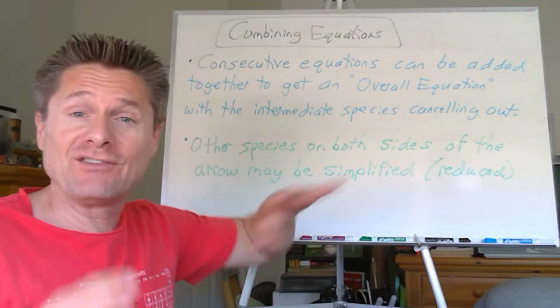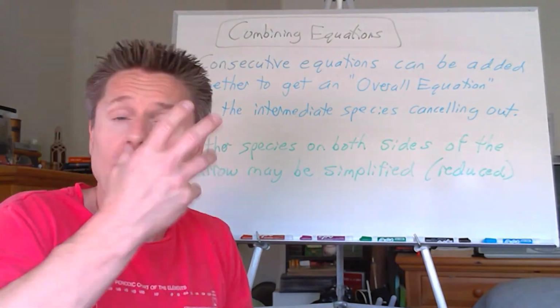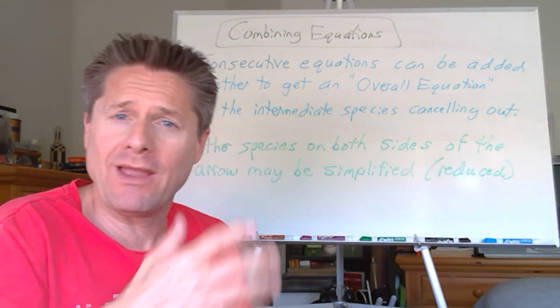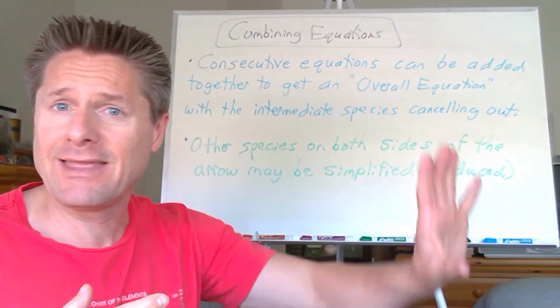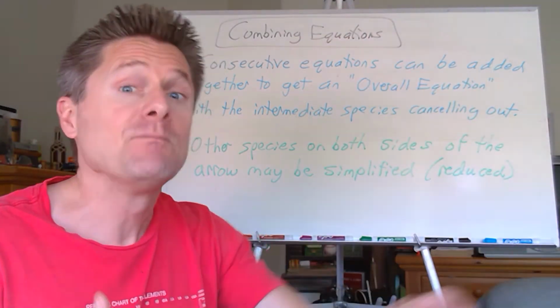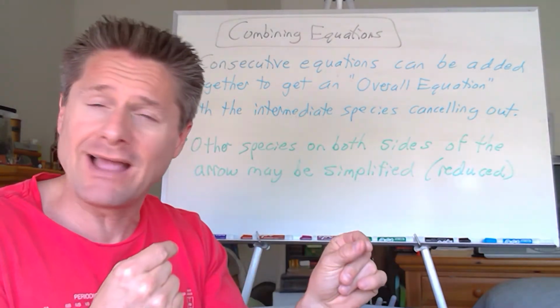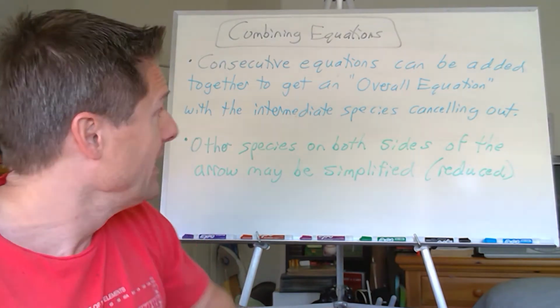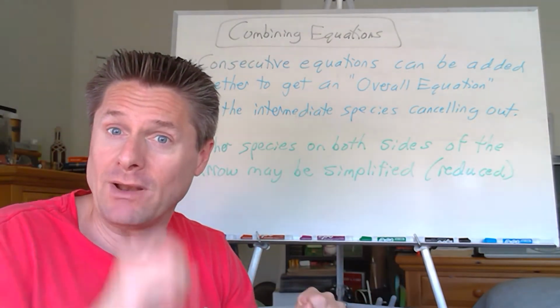So consecutive equations, the other option is let's add those together. Everything on the left-hand side of the arrow for both equations goes on the left of the new overall equation, and everything on the right side of the arrow of both equations goes on the right. Sometimes you'll get the same species on both sides of the resulting equation. The intermediate species should cancel out, so that disappears, right? Comes and goes.